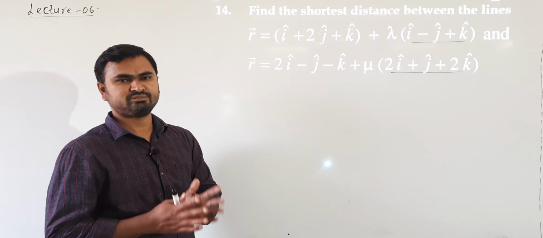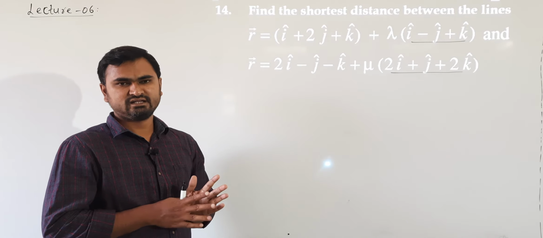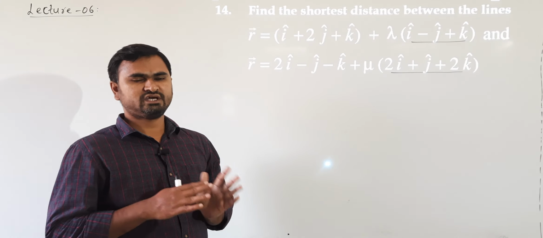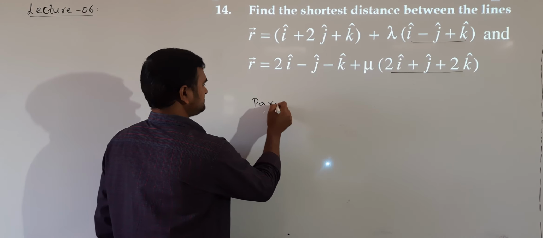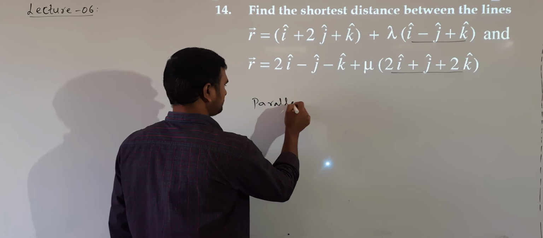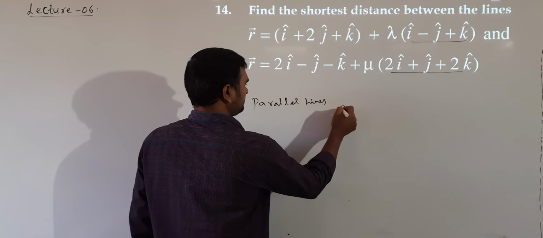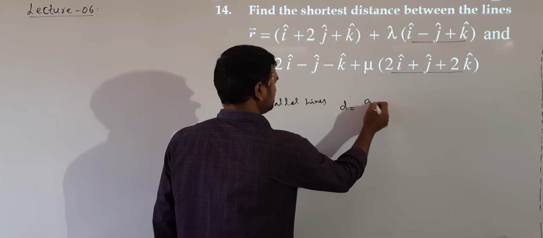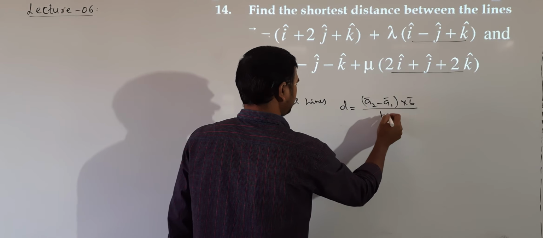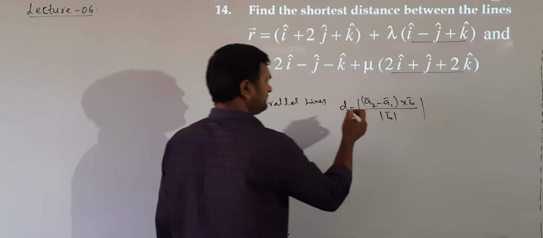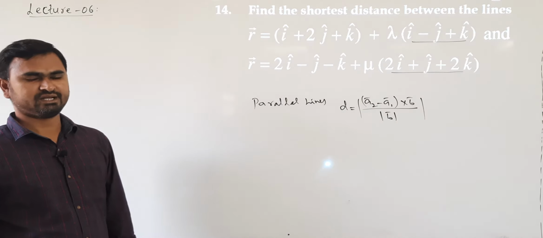So first you have to confirm whether the lines are parallel or not. If they are parallel, what is the formula we are using? The distance between parallel lines is the magnitude of a2 minus a1 cross b bar, divided by the magnitude of b bar. This is the distance between parallel lines.